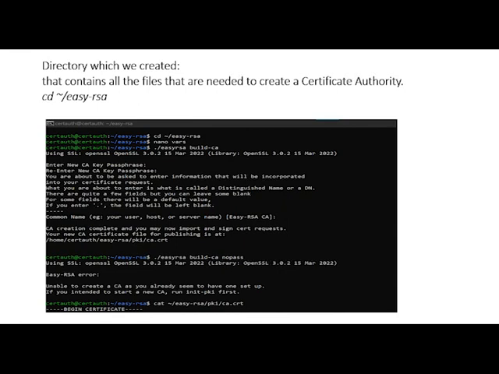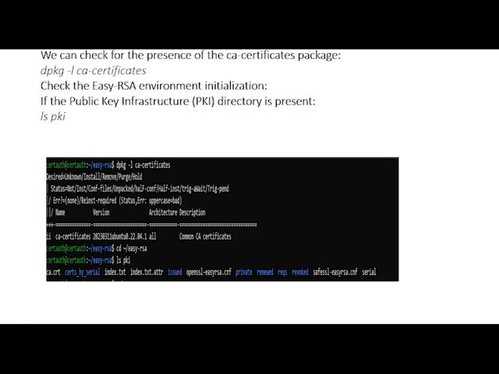Then we could check for the presence of the CA certificates package using these commands, and also check the EasyRSA environment initialization, that the public key infrastructure directory is present or not. Here it shows the name, version and description that it is present.